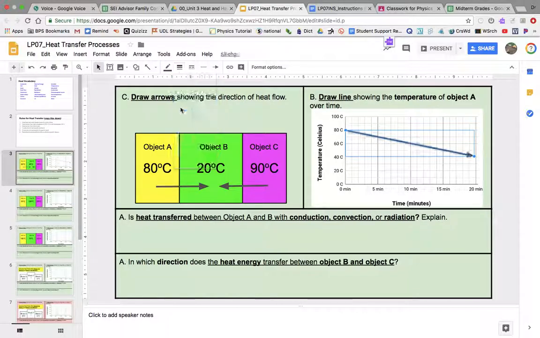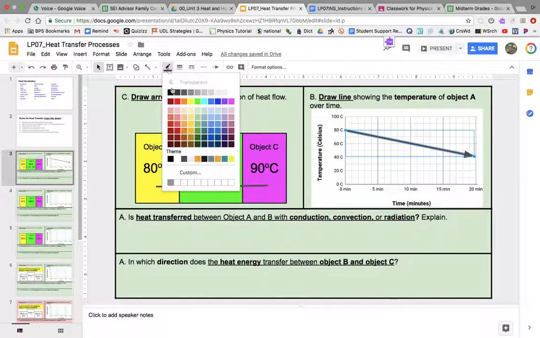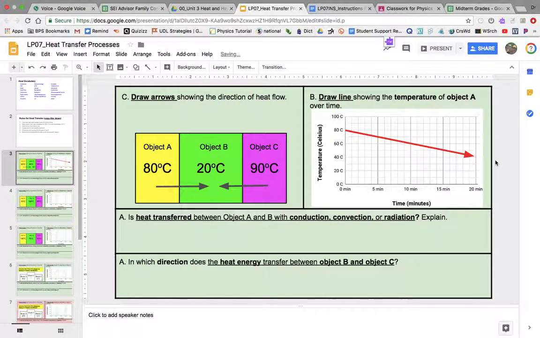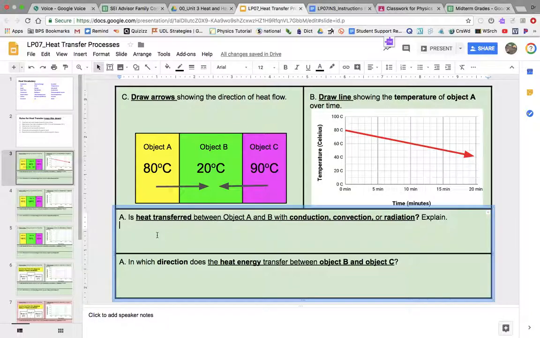It's okay if you draw an arrow. If you just use a line, that's fine. I'm going to do that. Ooh, and I can change the color here. I can make it red if I want. Okay, beautiful red.